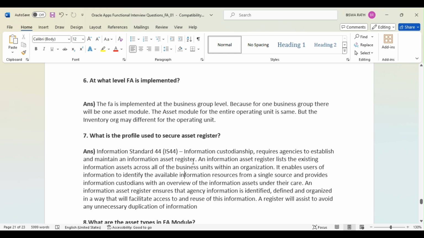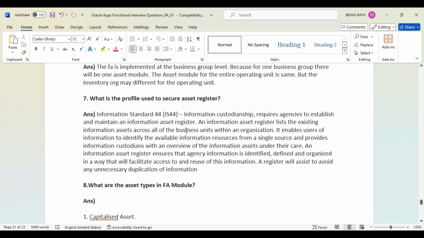Let us see some more questions. At what level is FI being implemented? FI is being implemented at the business group level, because for one business group there will be one asset module. You can understand that at the lesser level, we just assign a fixed assets module.